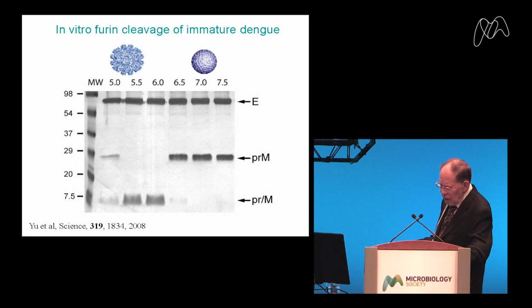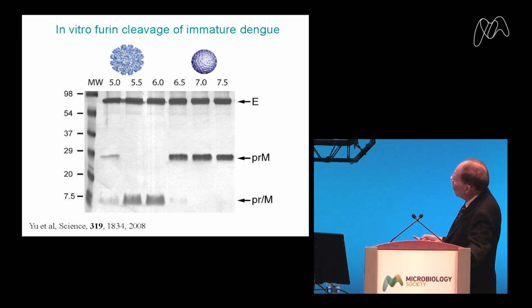Ju Chen at Purdue was wondering whether we could do this maturation process in vitro. So she used furin in vitro, which is the cellular enzyme, and she showed that at high or neutral pH, she was unable to cleave the PRM. But at acidic pH, with the furin, she could get the lower molecular weight PR and M protein more or less on the same position on this gel running apart. So she was able to do the cleavage at low pH.